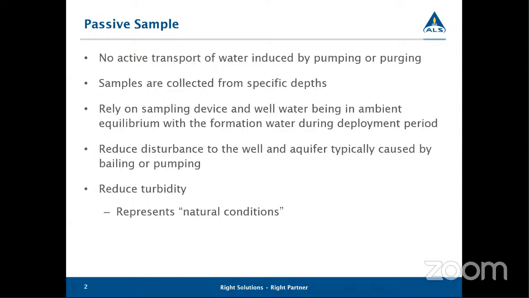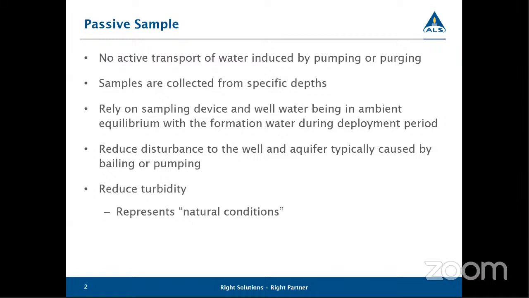Passive samplers rely on diffusion as the primary process that drives their collection of chemical constituents. So we're going back to basic chemistry here. Chemicals tend to move or diffuse from areas of higher concentrations to areas of lower concentration. This diffusion leads to an equilibrium concentration being reached. So our passive samplers have type 2 DI water inside them, which reaches equilibrium with the ambient water in the well. So with passive sampling, again, there's no active transport of water from pumping or purging.